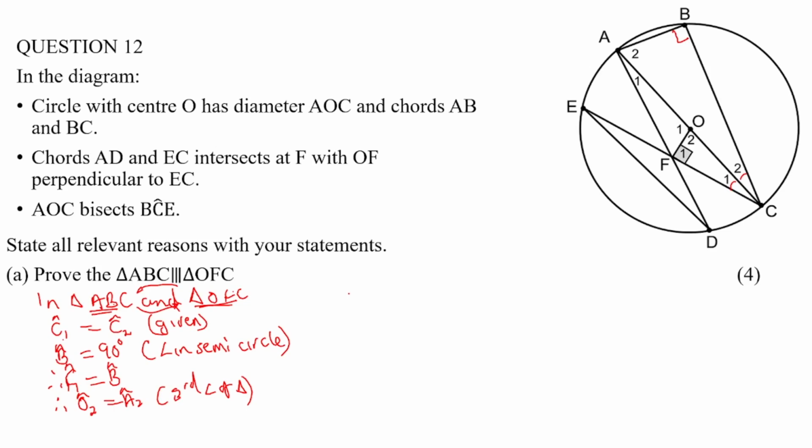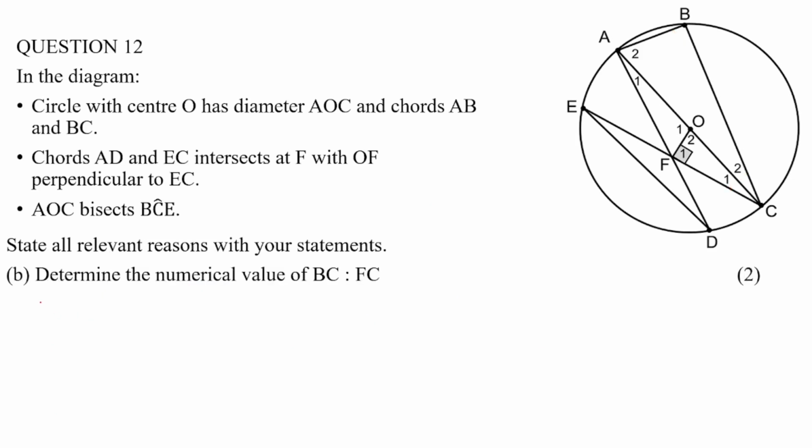Now we can conclude and say, therefore, triangle OFC is similar to triangle ABC. We can write it like this: triangle ABC is similar to triangle OFC, and the reason is angle, angle, angle. Now let's do B. We've managed to prove that triangle ABC is similar to triangle OFC.